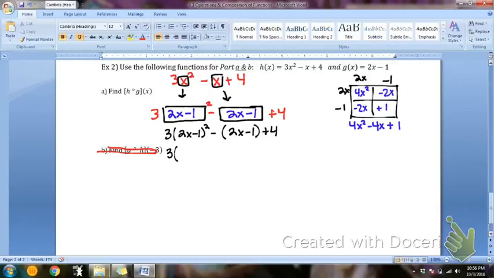So I have 3 times 4x squared minus 4x plus 1. Remember, we are subtracting 2x minus 1, so I'm going to need to distribute here and here my negative sign. So I have minus 2x plus 1 now, plus my 4.